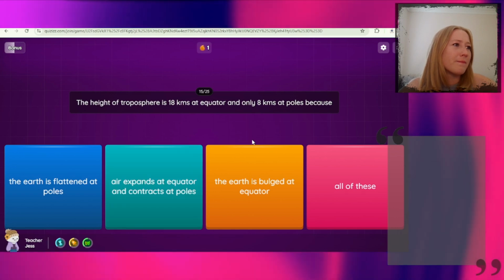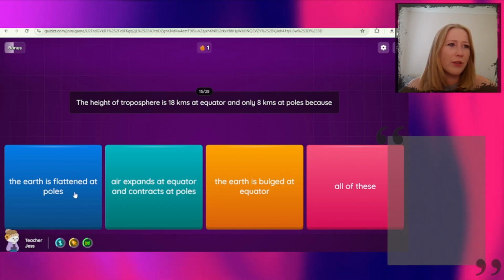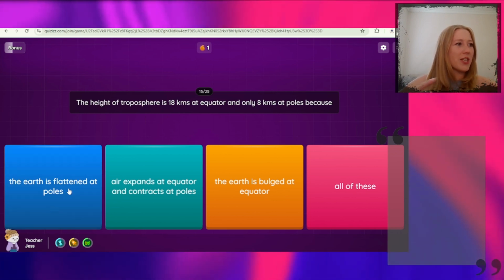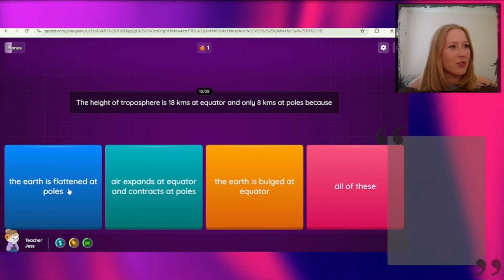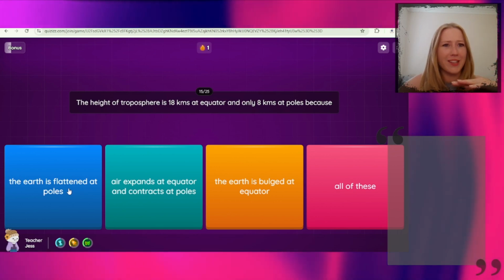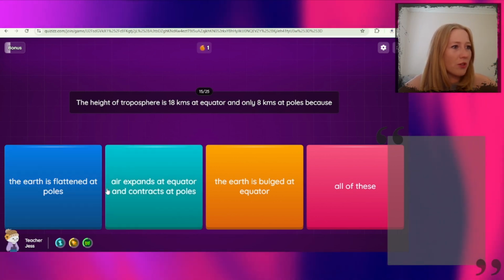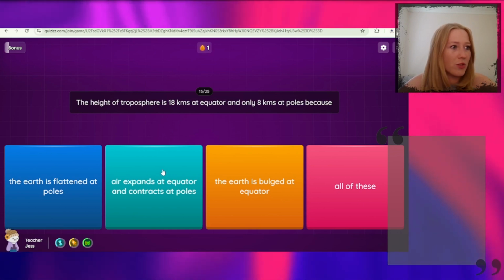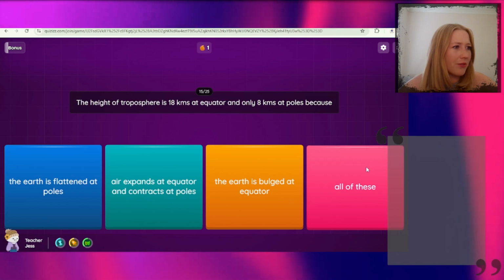Hmm. I'm actually thinking all of them. I know that it does kind of bulge out at the equator, so then it naturally would be flatter at the poles, but also the whole air expanding at the equator because it's hot and contracting where it's cold. I'm going to say all of them.